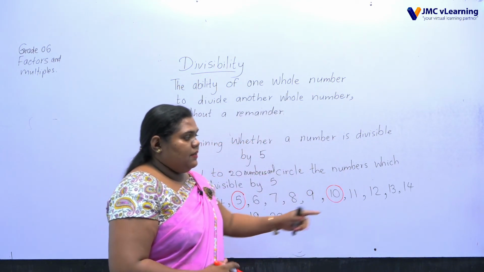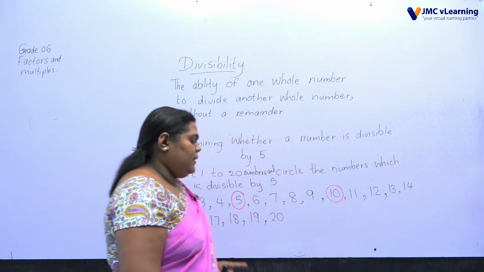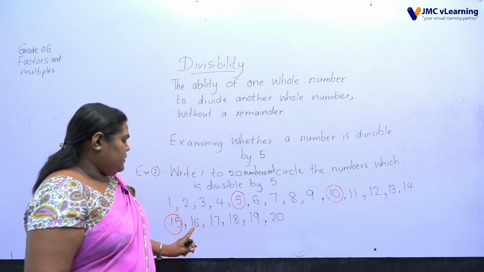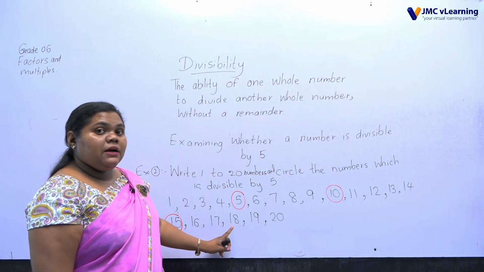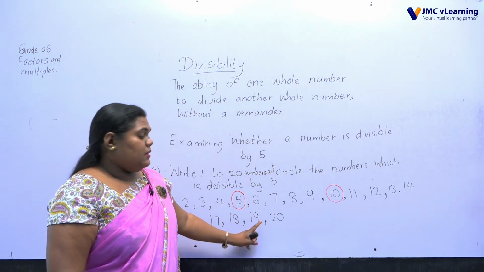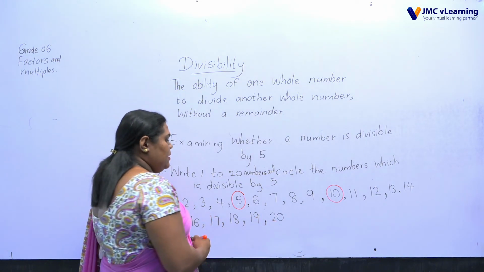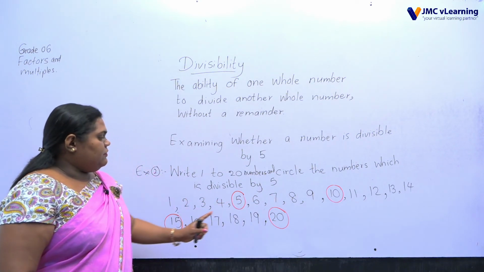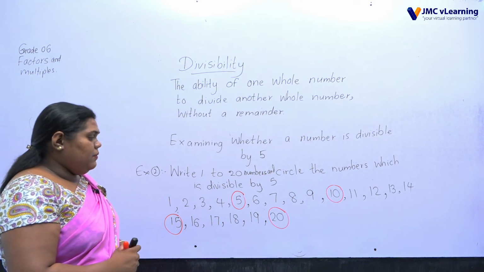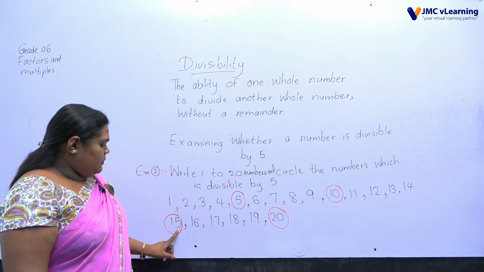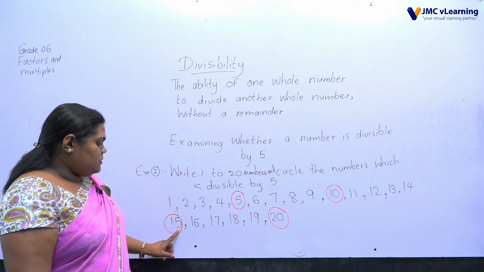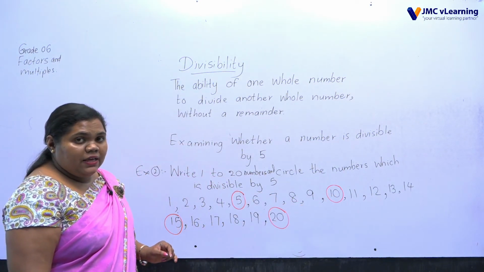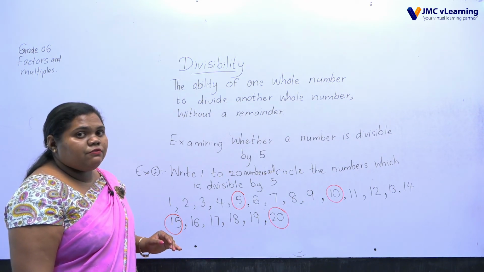11 can't, 12 can't, 13 can't, 14 can't, but 15 can. 15 divided by 5 means 3. 16 can't, 17 can't, 18 can't, 19 can't, but 20 can. 20 divided by 5 means 4. Okay, then 5, 10, 15, 20. Now if you observe them, what is the ones place number? If the ones place number is 0 or 5, that number can be divided by 5.